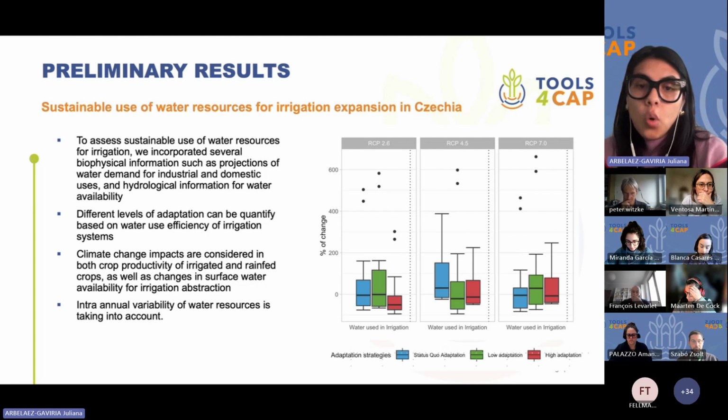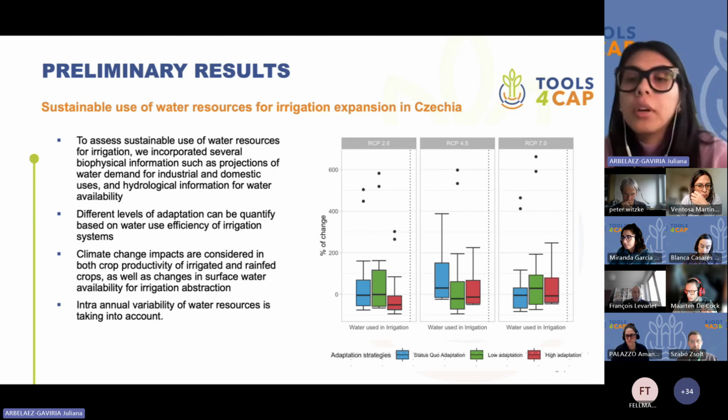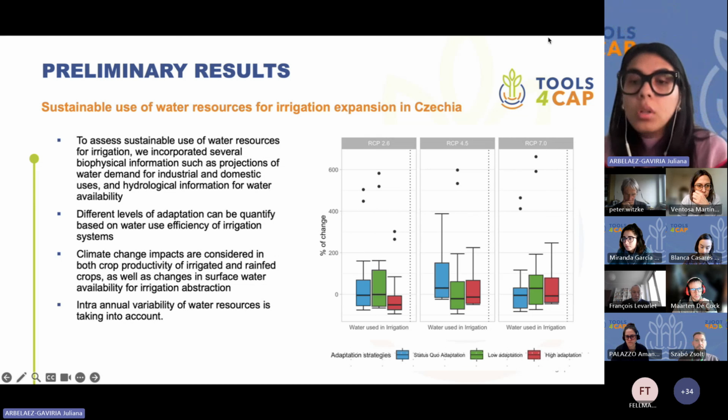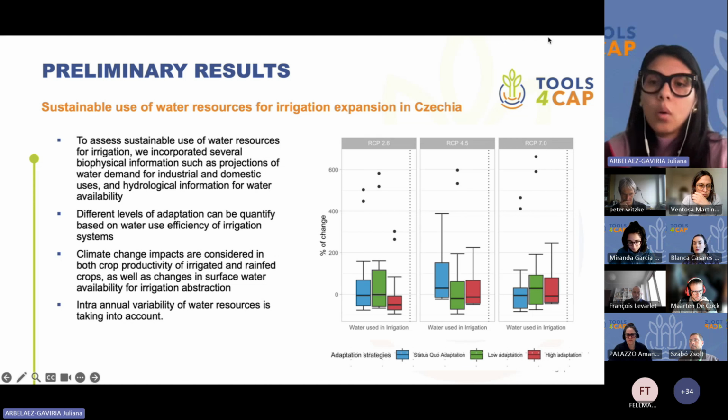So here I just wanted to show how a well-known adaptation strategy, irrigation for the agricultural sector, will play a role when we do consider climate change impacts on both the yields of the crops and the availability of water resources for irrigation, which is really crucial, as you see right now when we are linking this back to the CAP strategic plans, in that the sustainable use of water resources is still at the core of the environment and climate-related objectives.